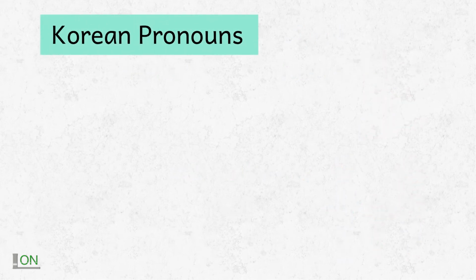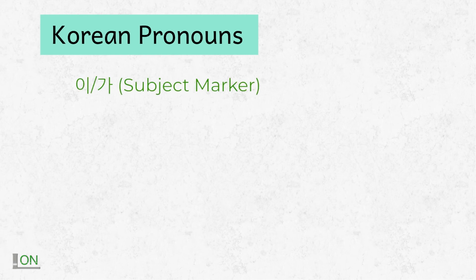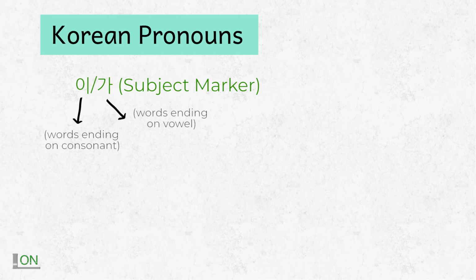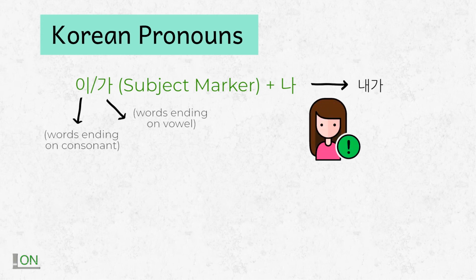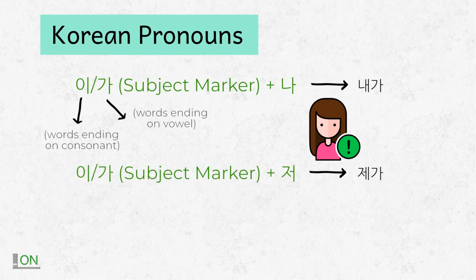Now let's talk about subject marker. 이가 is a subject marker. 이 is added to words that end on consonant. 가 is added to words that end on vowel. 이가 plus 나, which is I informally, will be 내가. Pay attention that it's not 나가, but it's 내가. 이가 plus 저 will be 제가, not 저가.